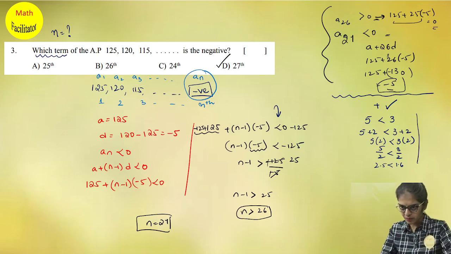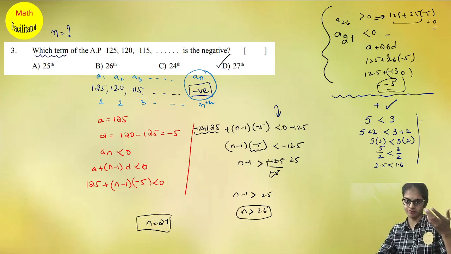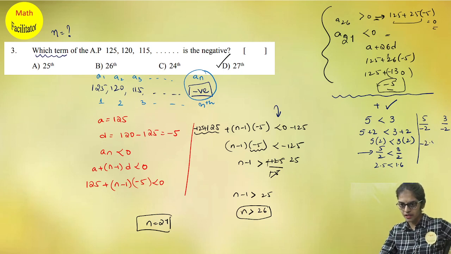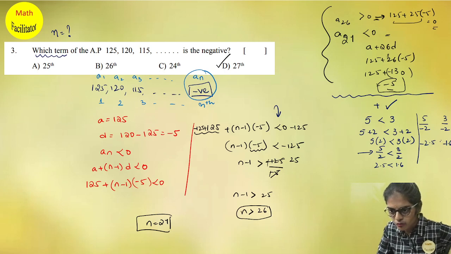But for example, if I do it with a negative sign: 5 by minus 2, and I have 3 by minus 2. Instead of 2, I am taking minus 2. So this will be minus 2.5 and this will be minus 1.6. So the sign will change now. The sign will become, see, 2.5 will be less than 1.6.